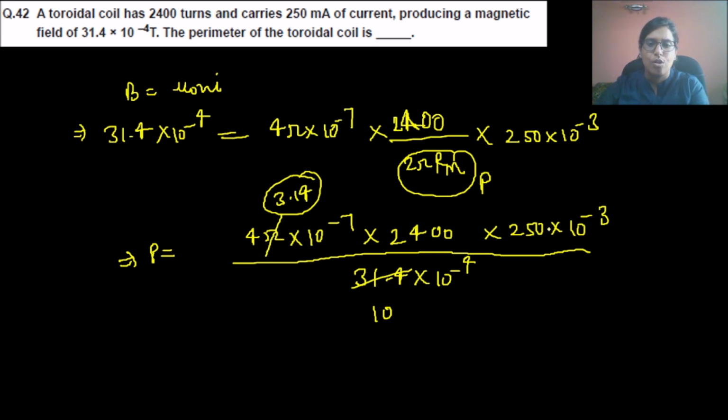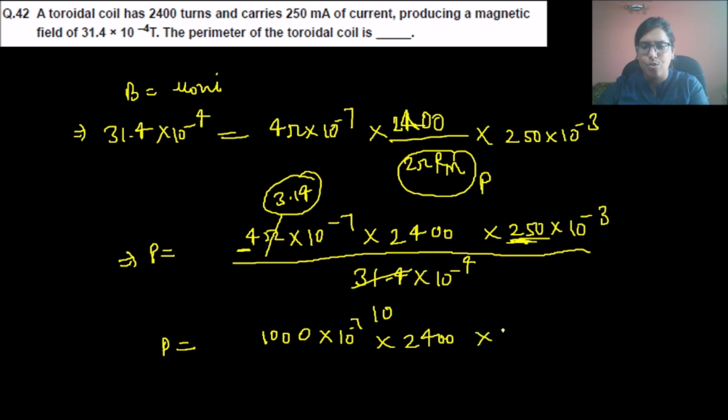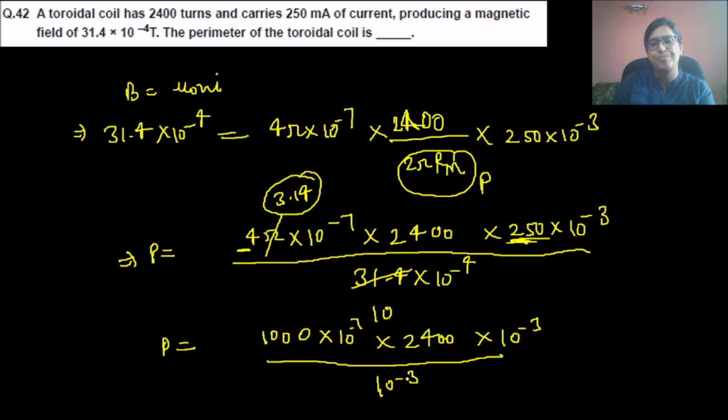Now multiply this and this first, then this will become 1000 and 10 raised to power minus 7 into 2400 into 10 raised to power minus 3 and upon 10 raised to power minus 3, right? So this is now very simple calculation. You have to calculate only 10 raised to power.